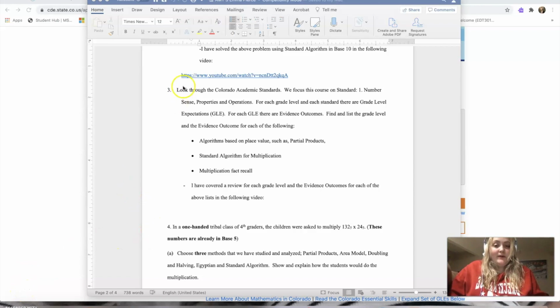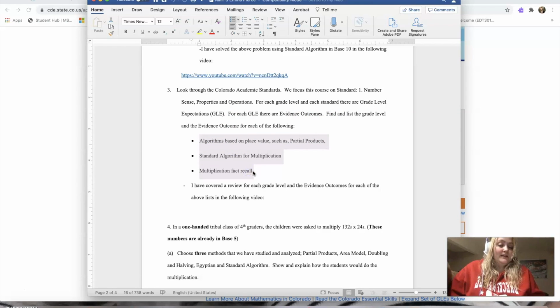So we're going to be going over number 3 of AMT 3 when we're looking at Colorado academic standards, focusing on Standard 1, number sense, properties and operations. And we're going to look at the grade level expectations and evidence outcomes and list the grade level and evidence outcomes for these following details.